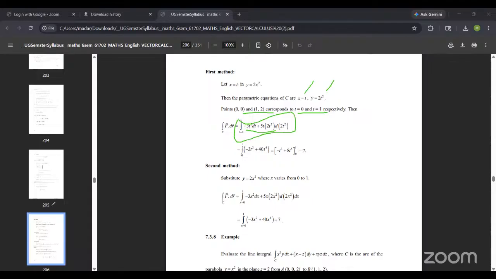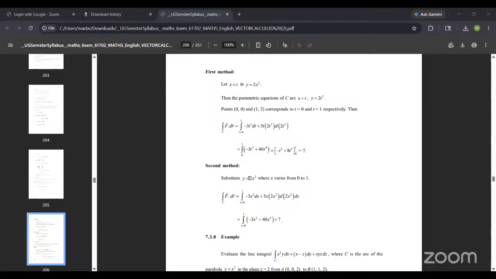Okay. Now after the simplification we are getting minus 3t squared plus 40t to the power of 4 minus t cubed plus t to the power of 5. Now apply the limit 0 to 1. After that we are getting 1. So this is when we change completely into the one variable t. Okay. Now let's see the second method.